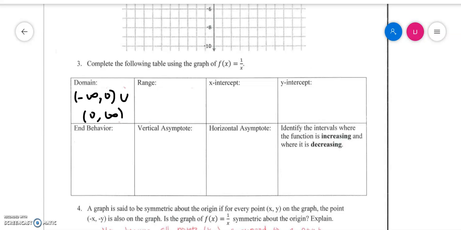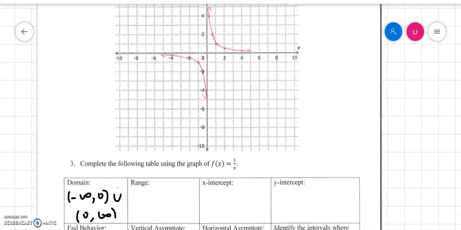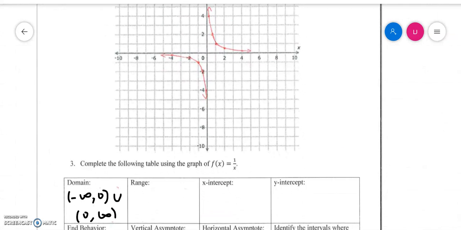All right, now our range, if we look at our graph, it looks like there's a y value that cannot happen as well, and that's also at 0. So our range is actually going to be the same thing as our domain. So negative infinity to 0 with 0 to infinity. And because we can see they're never going to reach x equals 0 and y equals 0, these can be considered our asymptotes.